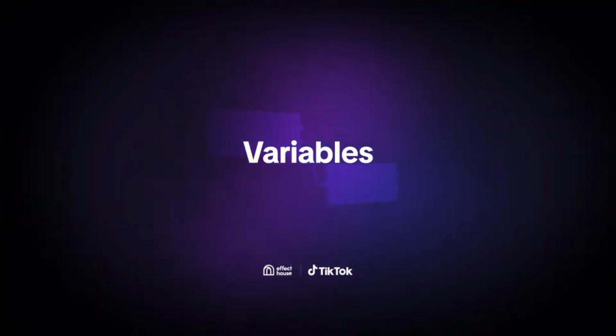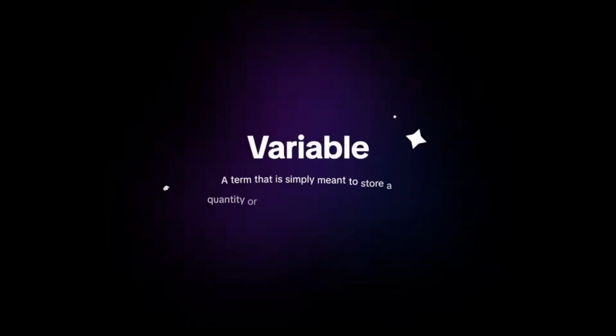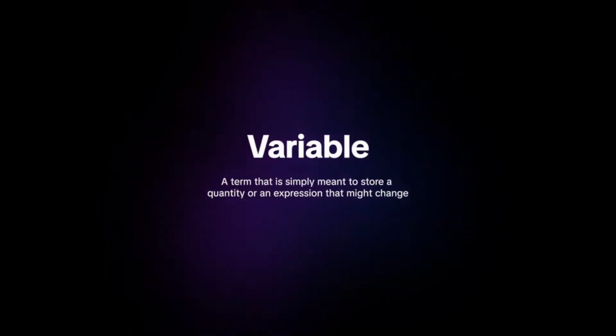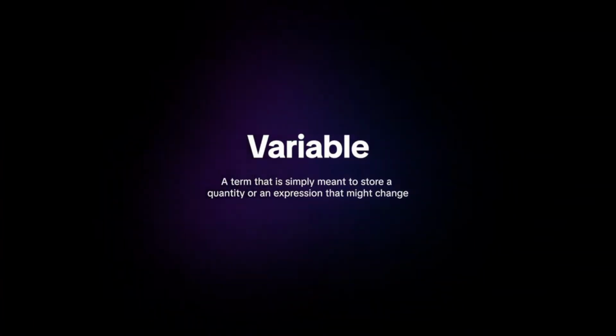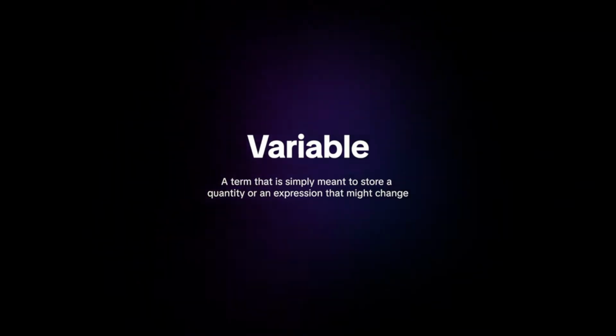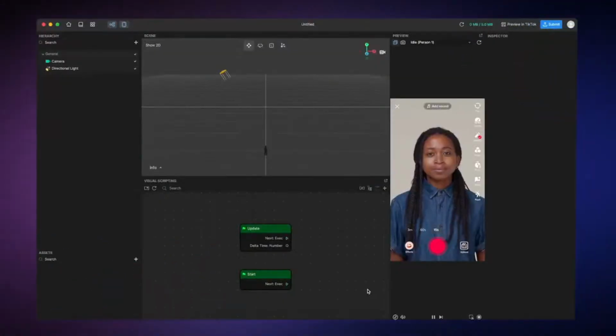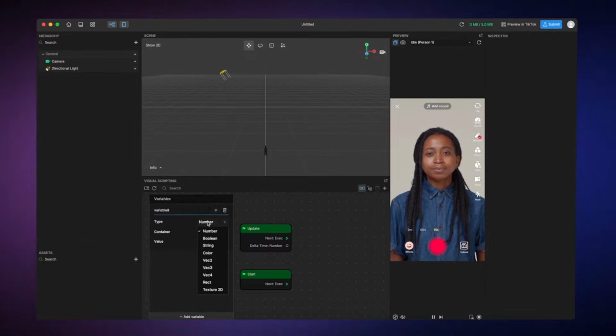Variables are another important part of visual scripting. A variable is a term that is simply meant to store a quantity or an expression that might change. This could be something like a timer, a certain number of taps on the screen, or color. To add a variable, all you have to do is click this button and then hit Add Variable at the bottom. Then you can rename your variable, select your variable type, and choose whether you want it to be a single or an array container, and then select the value.